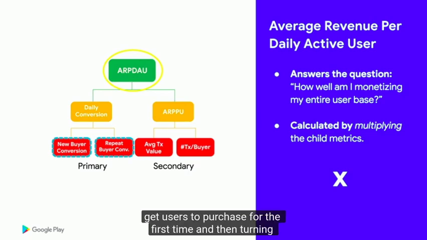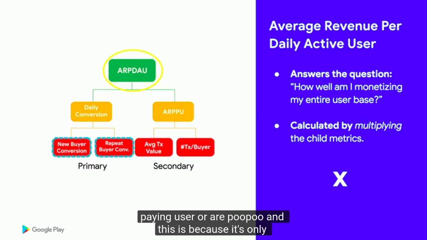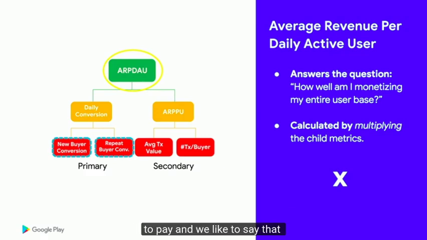The secondary monetization metric is average revenue per paying user, or ARPPU. And this is because it's only addressing the users who have paid in your app or game. And this is usually a much smaller percentage of your active user base. So optimizing this metric means you're trying to get a larger amount from a smaller set of users that have been willing to pay. And we like to say that focusing on the primary metric is where you should start. You want to go for breadth.